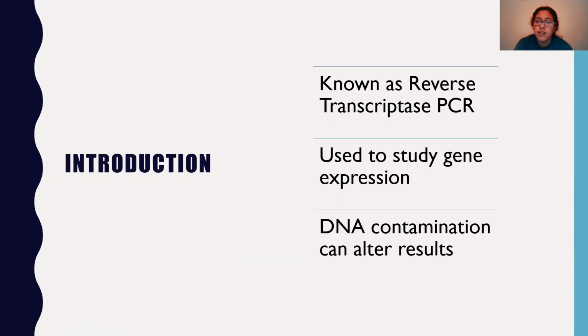RT-PCR is known as reverse transcriptase PCR, and it is used to study gene expression, and sometimes results can be altered by DNA contamination. The principle of this technique is the isolation of RNA. RT-PCR makes a complementary DNA using a reverse transcriptase enzyme. It is amplified using a PCR and then gel electrophoresis for the results.